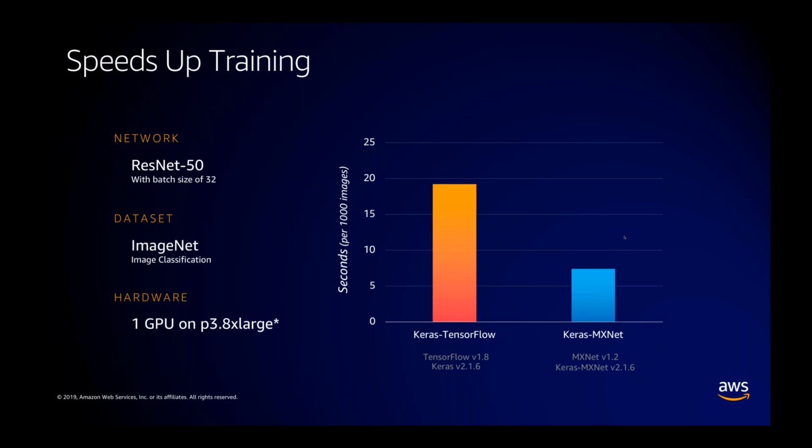So we're looking here at the seconds it takes to process 1,000 images. And we've gone down from just under 20 seconds to around about 7 seconds with Keras-MXNet, just by switching. It would be the same Keras code for these two cases. Just to note here, we're using one GPU on a P3 8x large. We could just have a P3 2x large because that has one GPU, but this hardware was used, and we'll see a bit later on, for multiple GPU benchmarking.